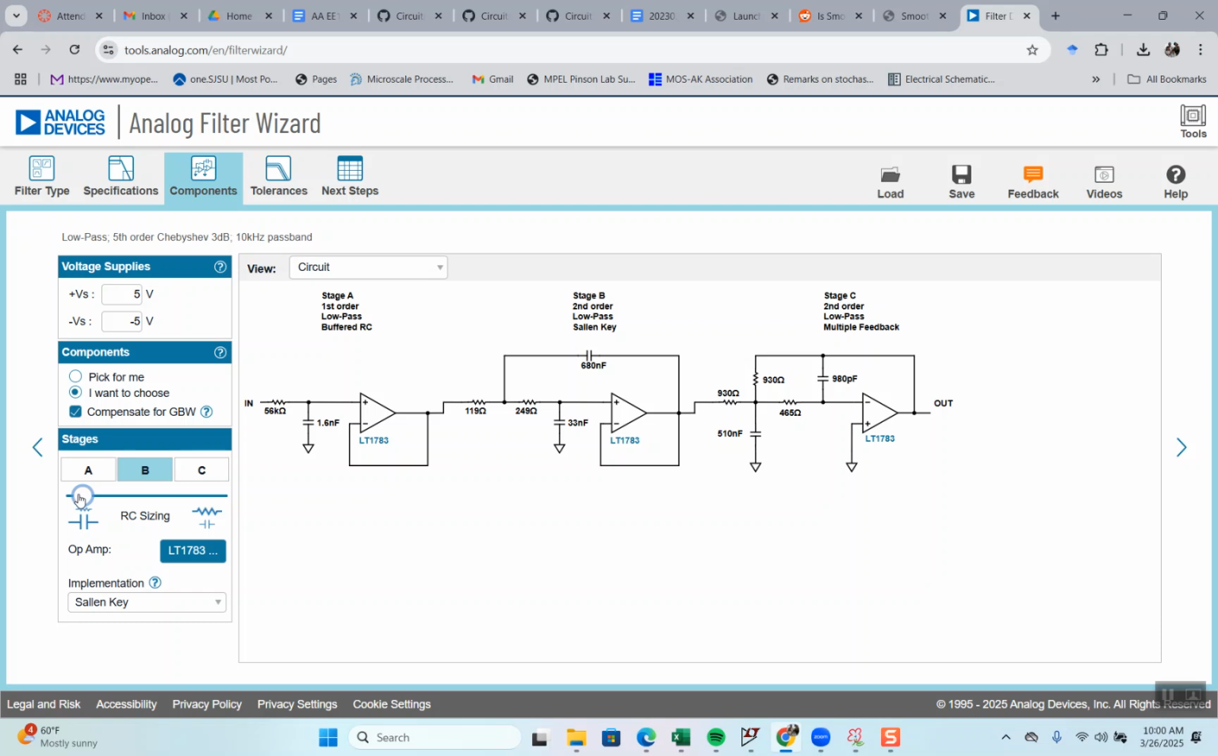Maybe that makes the capacitor smaller. Is that what's happening? And now the capacitor is bigger? Or something. Anyway, you can play with it. This thing gives you almost a different part for almost everything, right? But you're designing something.